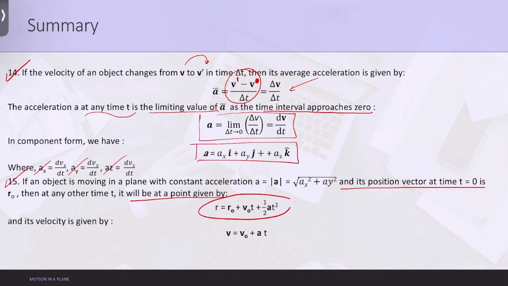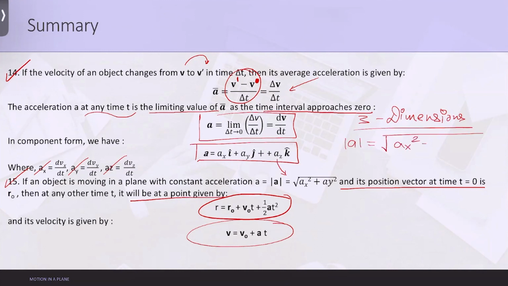Now it is basically the kinematics equations which are being derived here. First of all, we obtain mod a. Mod a is nothing but under root ax square plus ay square. For 3 dimensions, how can it be obtained? For 3 dimensions, the value of mod a will be equal to under root of ax square plus ay square plus az square.